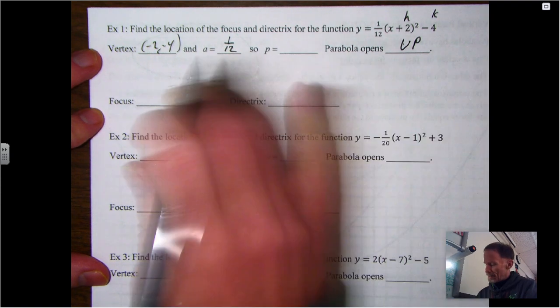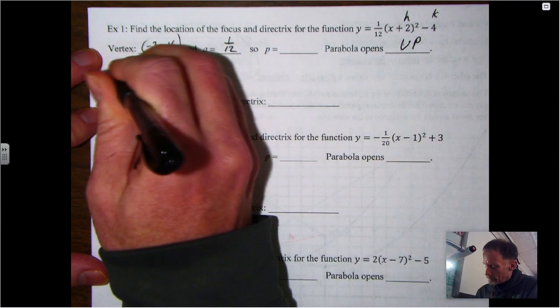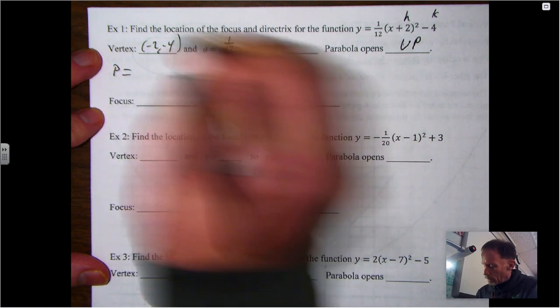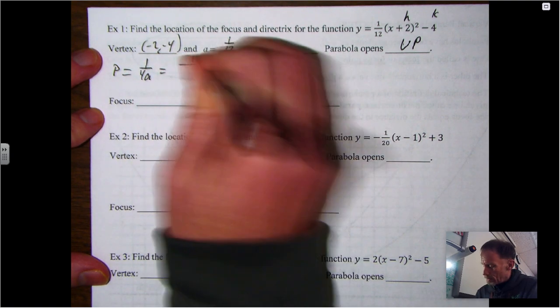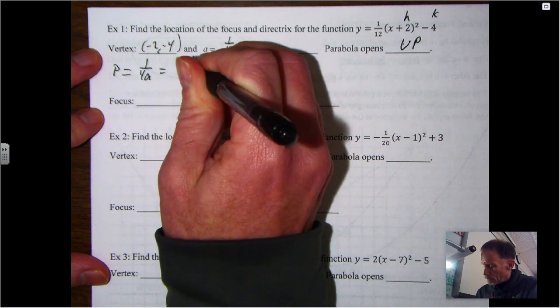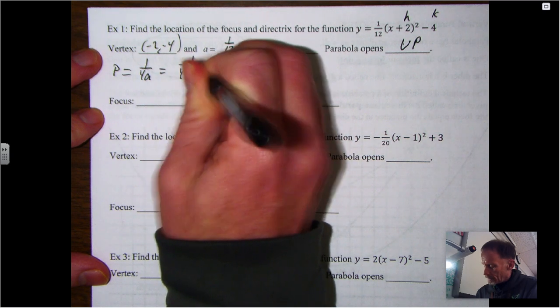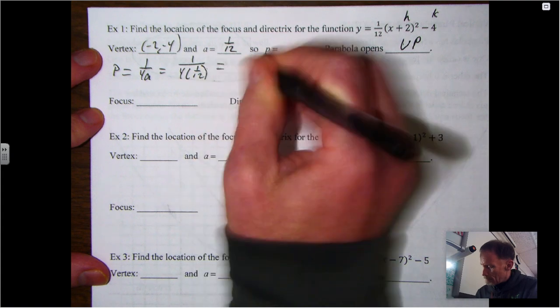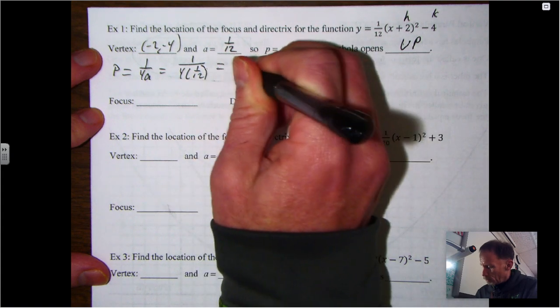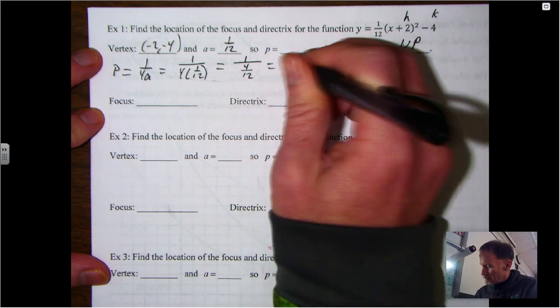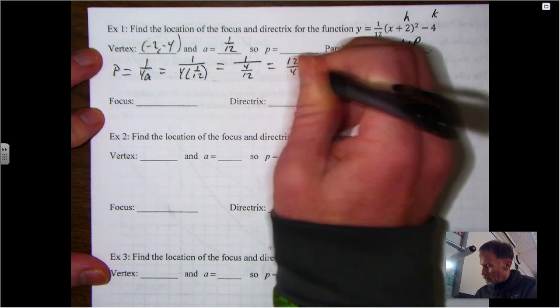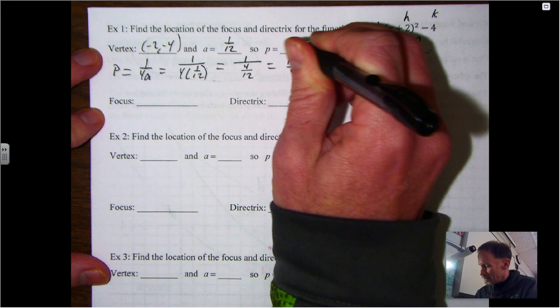Okay, now to find the p-value, again, just use your formula. So p = 1/(4a). In this case, that's 1/(4 times 1/12). We can multiply the bottom. That becomes 1/(4/12). If you do the keep, change, flip thing, that becomes 12/4, which is just 3. So my p in this case is just 3.